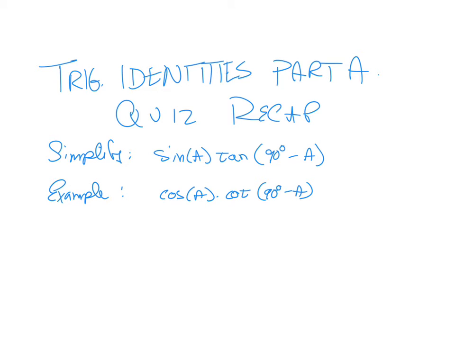So one of the things we want to do in simplifying trig expressions is reduce it, if possible, to a single function, for example. And we favor the cosine, the sine, and the tangent functions when possible. And if we have arguments to a function that are complicated, like 90 minus A is complicated, we want to see if we can eliminate those as well.